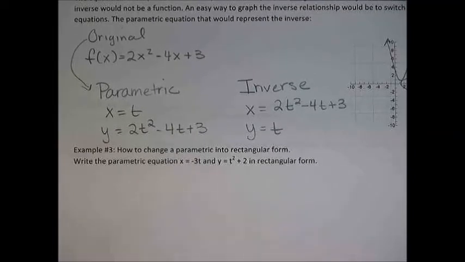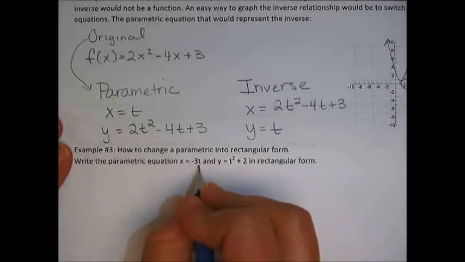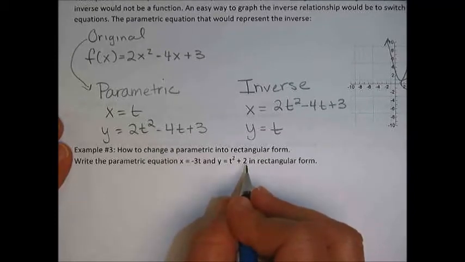Example 3. In example 2 we learned how to write a rectangular equation in parametric form. Example 3 is how do we take a parametric equation and write it in regular function notation or rectangular form. And what you want to do is some substitution. You need to substitute t into the y equation.